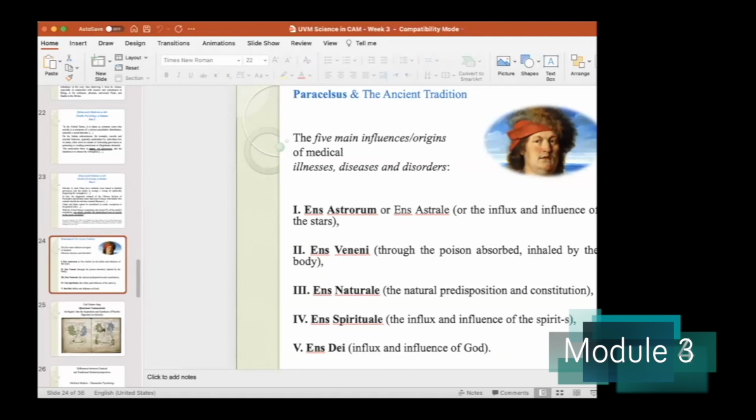Third, ens naturale, the natural predisposition and constitution, the very fact that you might be immunocompromised. Fourth, ens spirituale, and ens simply means being or entity, okay? The influence of the spirits. This will be really the biopsychosocial model. In this context, spirits not in a transcendental religious sense, but spirit as in your psychological, rational, and mind processes, okay? Finally, of course, the influx and influence of God, or in ancient tradition, the gods. So there's something spiritual about it.